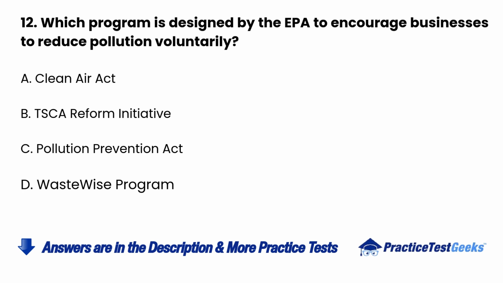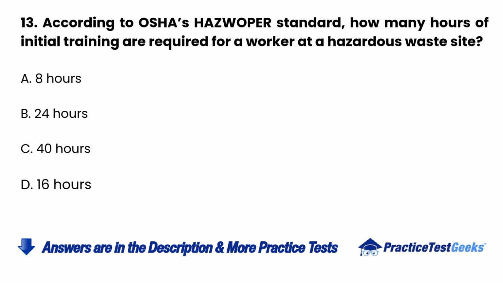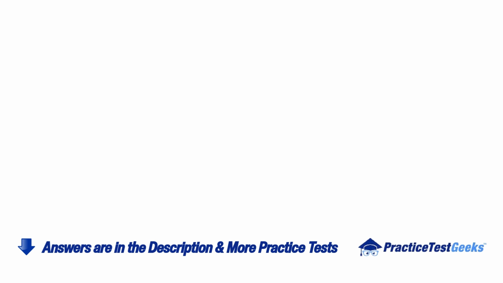A. Clean Air Act. B. TSCA Reform Initiative. C. Pollution Prevention Act. D. WasteWise Program. 13. According to OSHA's HAZWOPER standard, how many hours of initial training are required for a worker at a hazardous waste site? A. 8 hours. B. 24 hours. C. 40 hours. D. 16 hours.